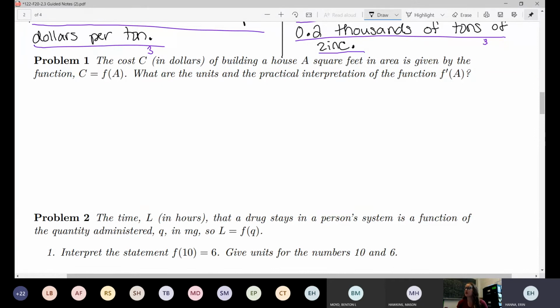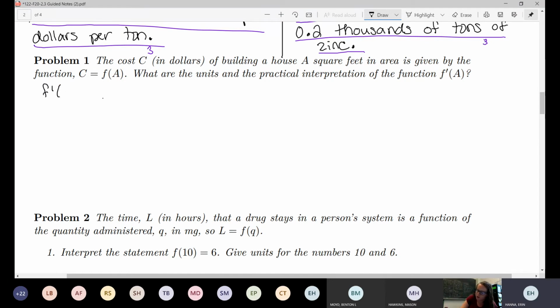So say the cost C in dollars of building a house that is A square feet in area is given by the function C equals f of A. What are the units and practical interpretation of f prime of A? So now we're asking for the units of f prime of A.